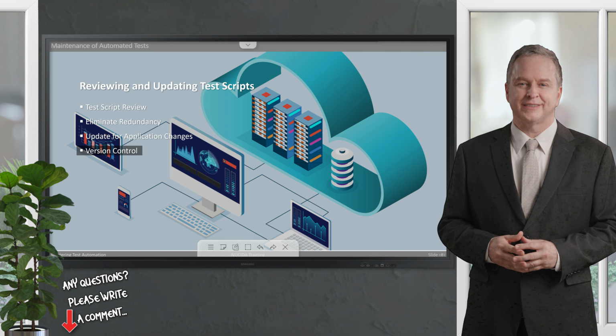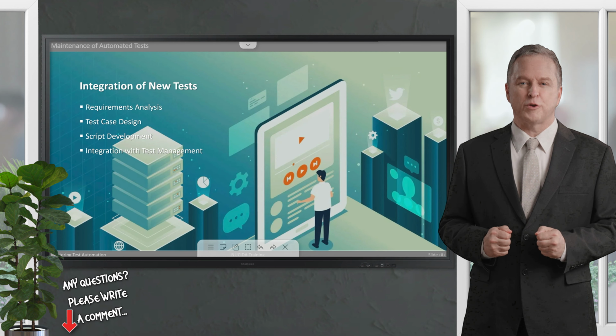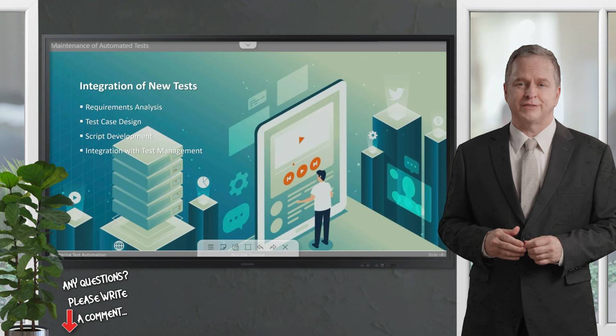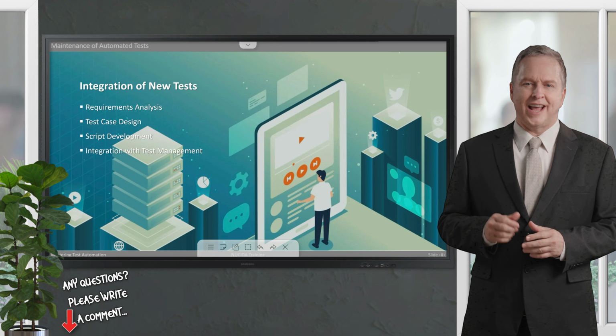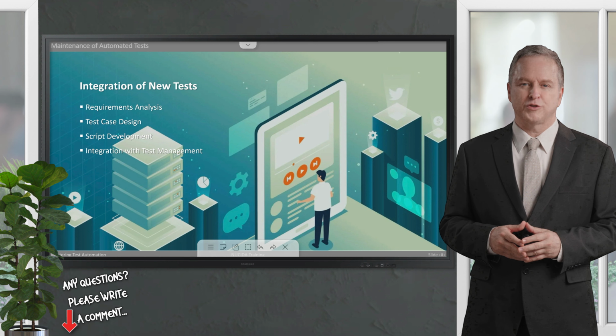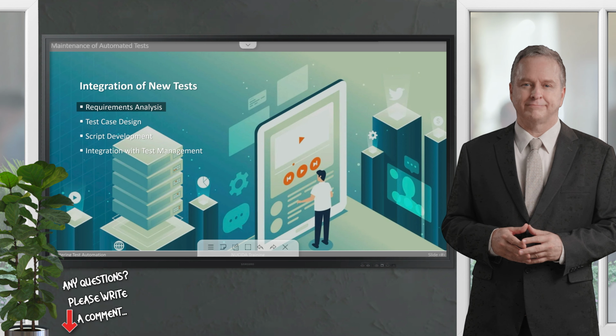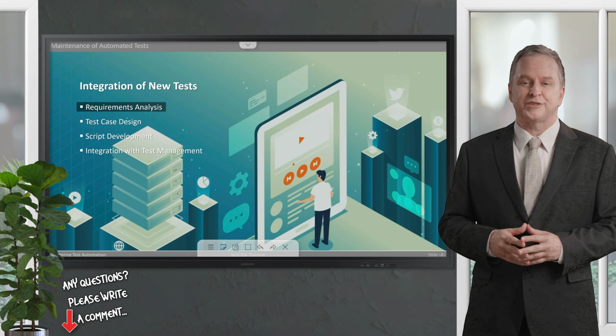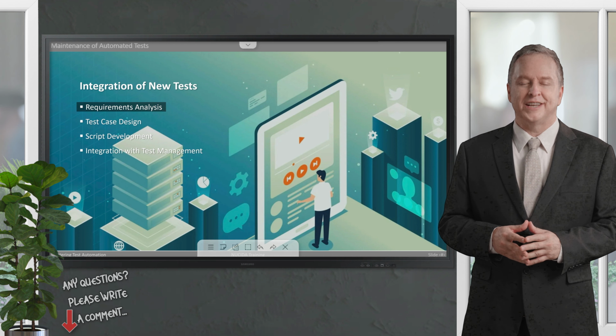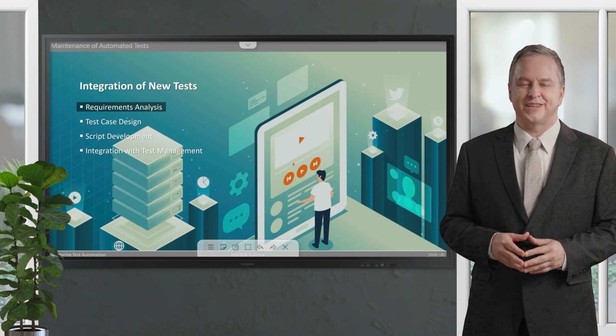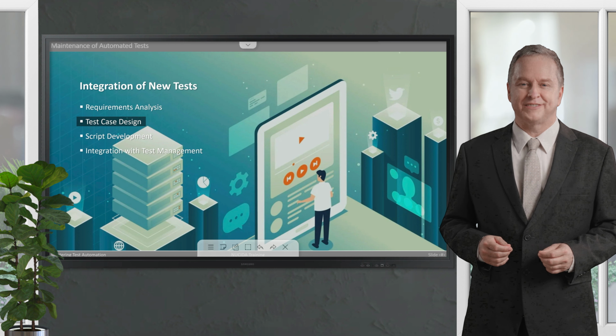Another important aspect is the integration of new tests, as your product or test object is constantly evolving. As new features or functionalities are added to the software product, it is essential to incorporate new tests into your automation suite. Thus, consider the following steps to maintain your test coverage. 1. Requirements analysis. Analyze new requirements and understand the scope and impact on your automation suite. Identify the necessary test scenarios and determine whether new test cases need to be created or existing ones need to be modified.